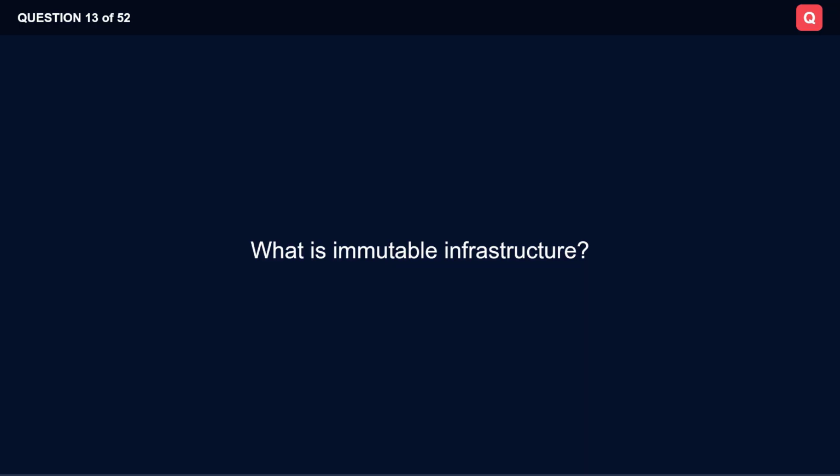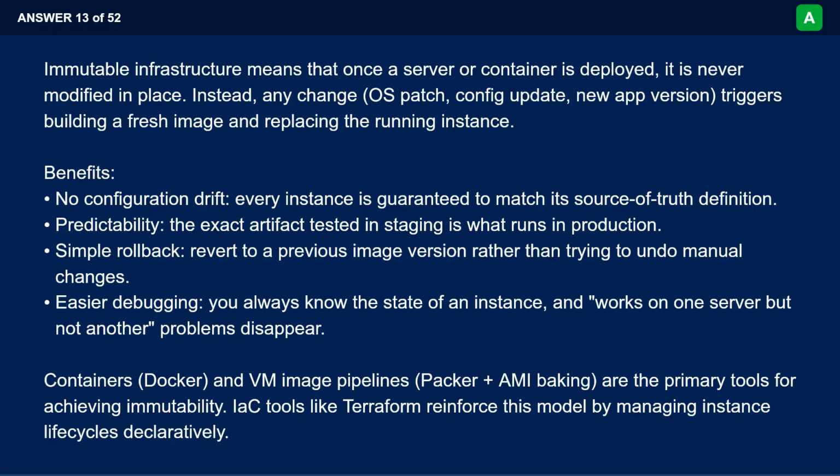What is immutable infrastructure? Immutable infrastructure means that once a server or container is deployed, it is never modified in place. Instead, any change, OS patch, config update, new app version, triggers building a fresh image and replacing the running instance.